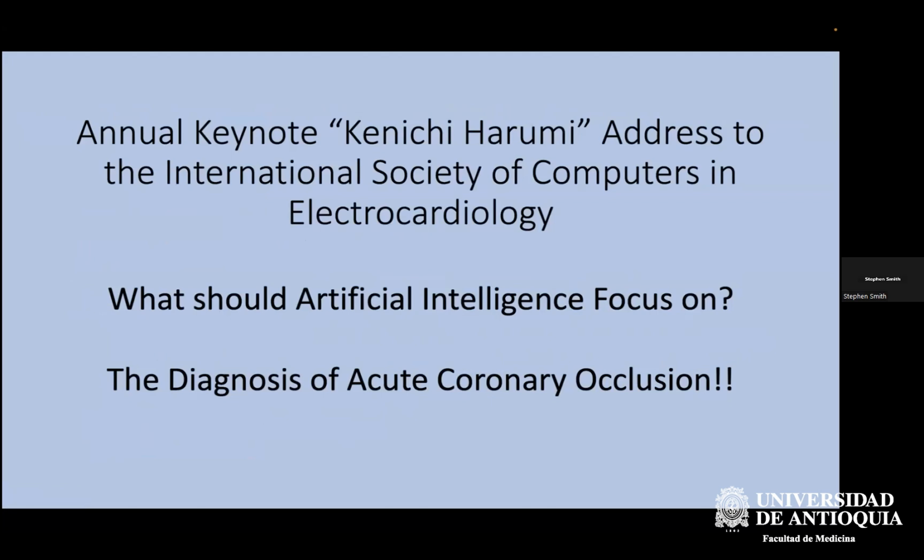So I gave the annual Kenichi Harumi keynote address to the International Society of Computers and Electrocardiology in 2022. The title of it was, "What should artificial intelligence focus on?" The diagnosis of acute coronary occlusion. All these computer experts had been spending all their effort on diagnosing atrial fibrillation. I find the diagnosis of acute coronary occlusion is far more important.